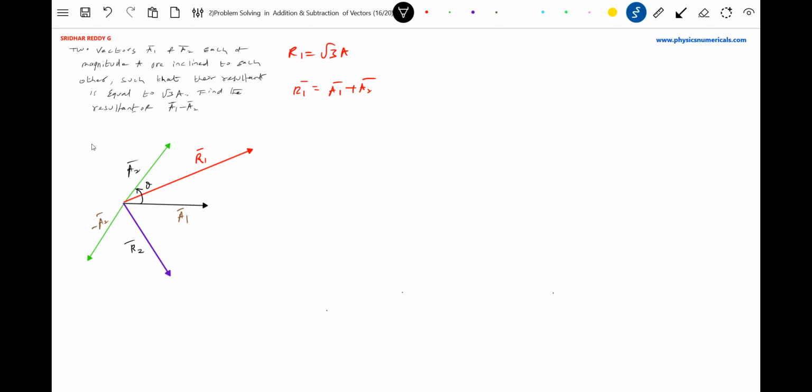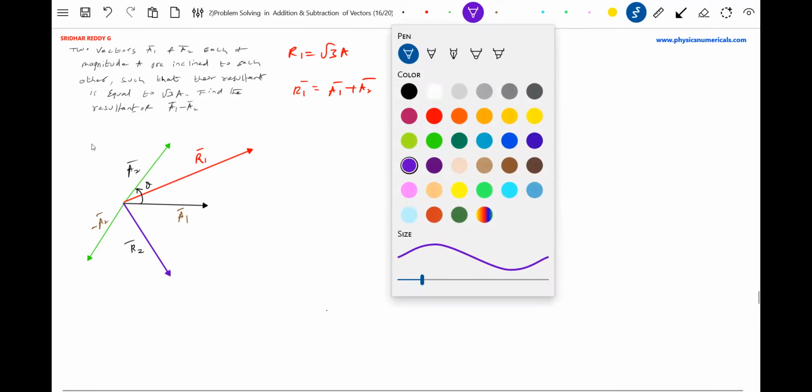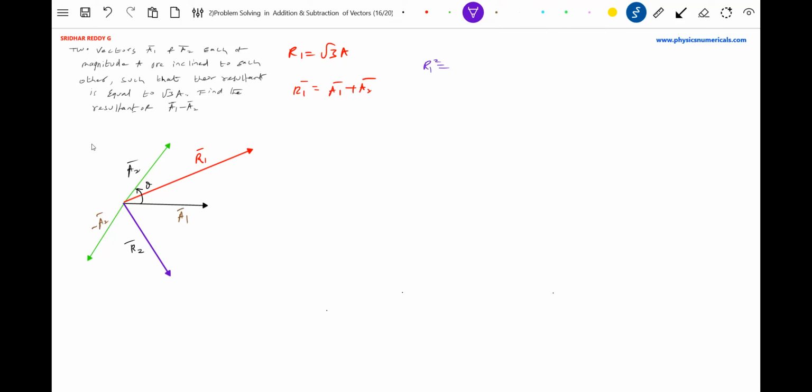What has to be done? So let's get into R1. If I expand R1, R1 square equals A1 square plus A2 square plus 2A1A2 cos theta. This is what, root 3A whole square. A1 square, we don't know this. 2A1A2 cos theta.